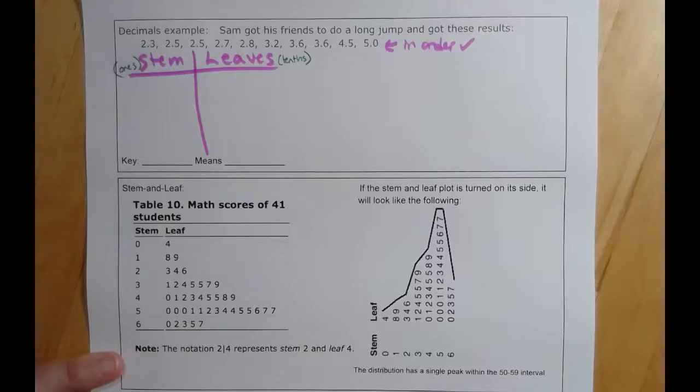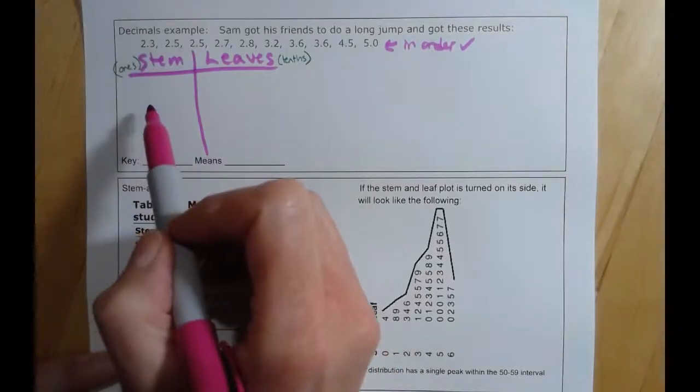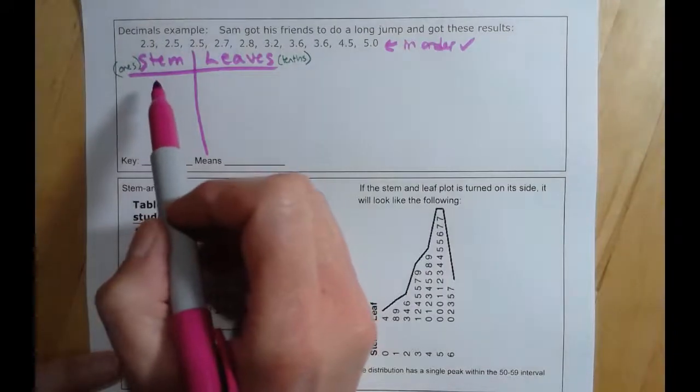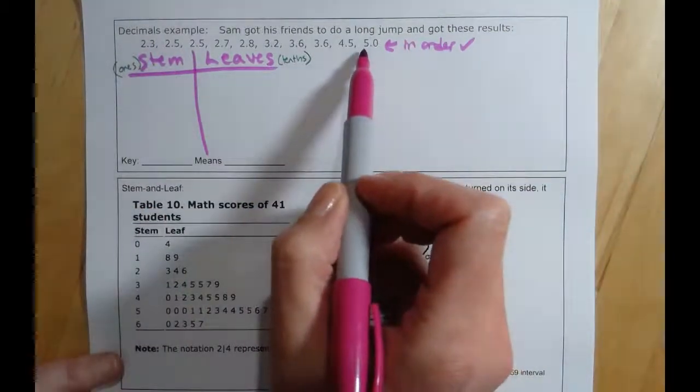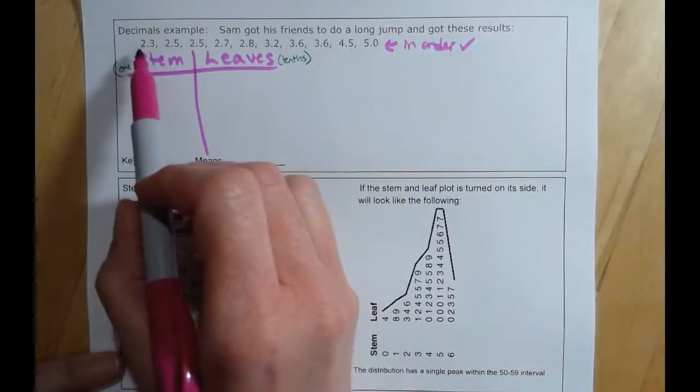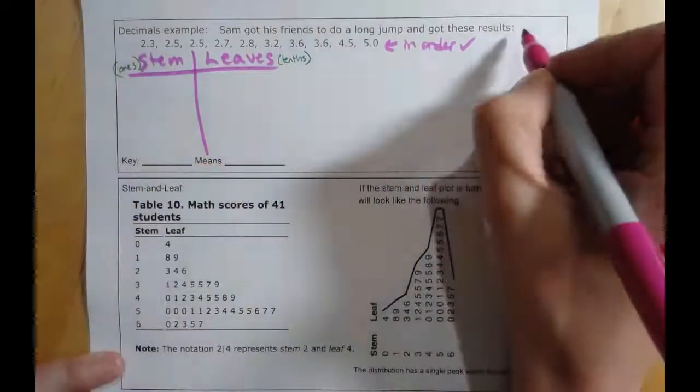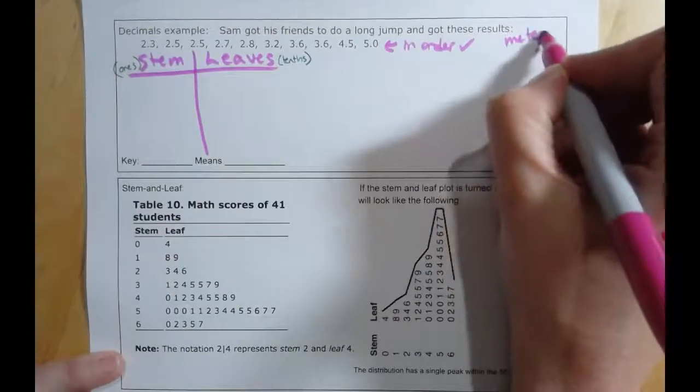So what do you think? Are these inches for a long jump? Feet? Maybe these are meters or yards. Let's go ahead and call them meters. 5 meters would be pretty long. This guy was really good. 2.3 meters wouldn't be too hard. So we'll say that our units are meters. I'm going to add that in.